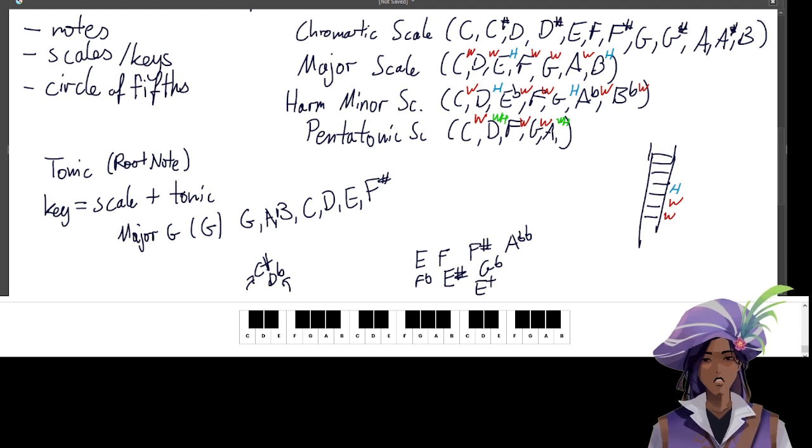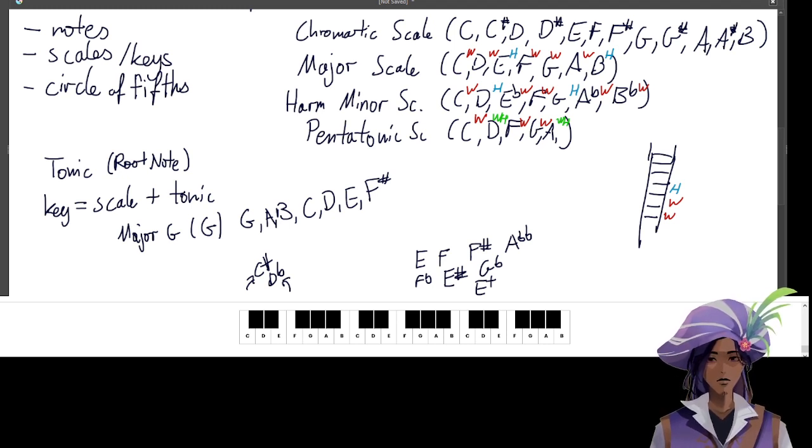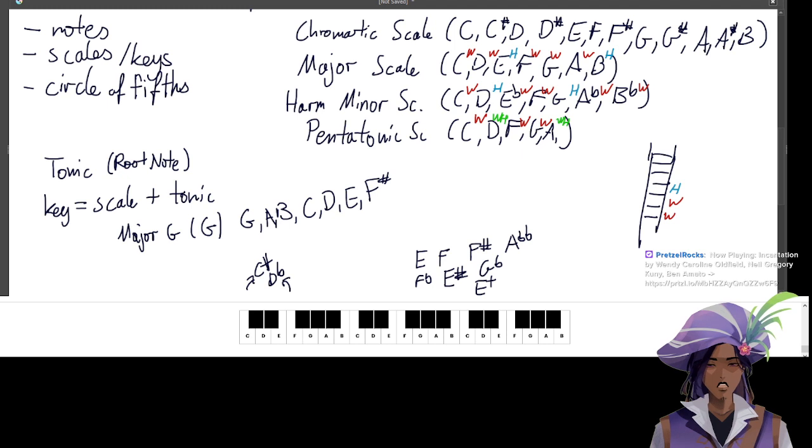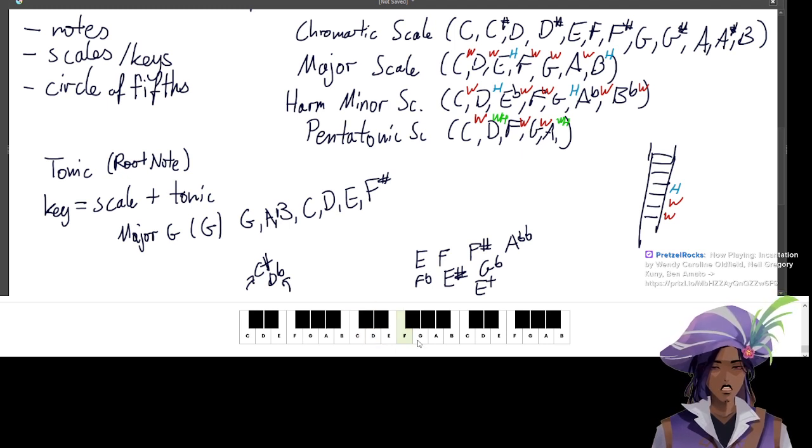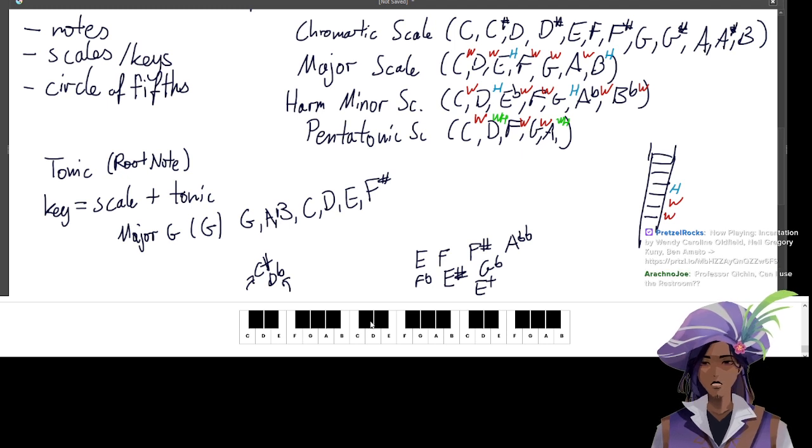He changed classical music. Again, that is history. To make it possible for us to have any scale in any key. Right? So I could have the pentatonic scale in C. I could also have the pentatonic scale in C sharp.